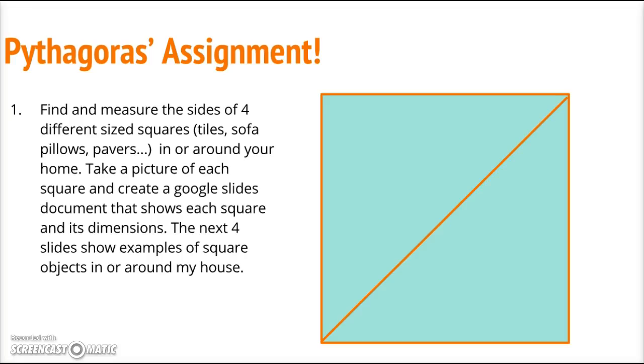And now for the main purpose of this screencast, Pythagoras' assignment. Find and measure the sides of 4 different sized squares, like tiles, sofa pillows, pavers, in and around your home, and take a picture of each square and create a Google Slides document that shows each square object and its dimensions. Check out these examples of square objects in or around my home.